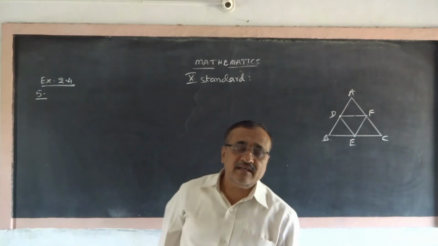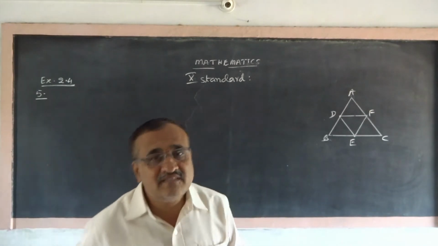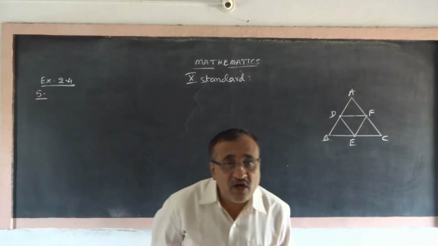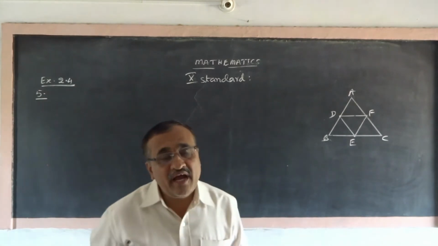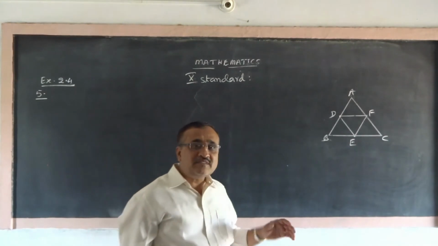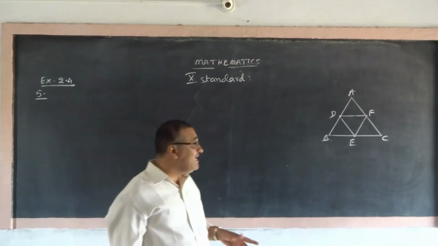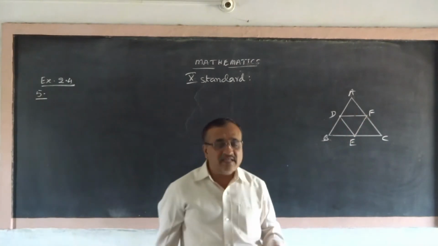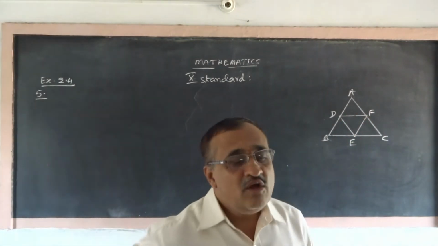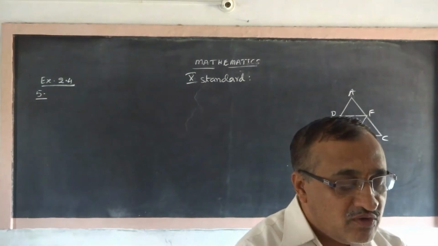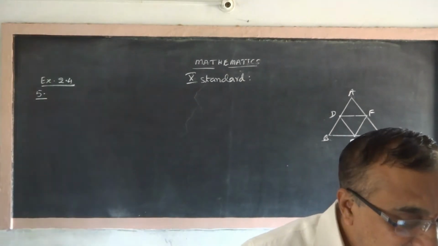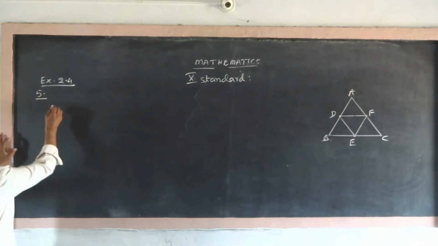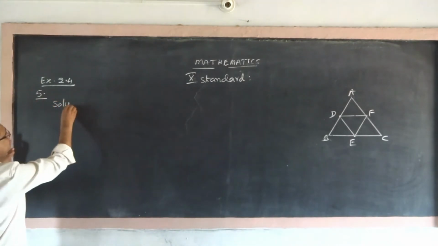This is a 9th standard theorem. What does the 9th standard theorem say? In a triangle, the line joining the midpoints of any two sides is parallel to the third side and half of the third side. On the basis of that, we have to solve the problem. Now take the fifth problem. What is the solution?